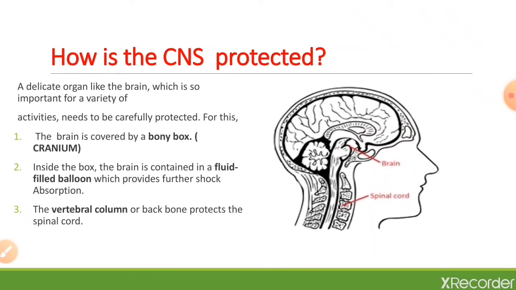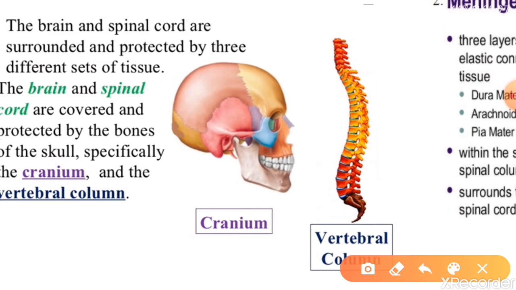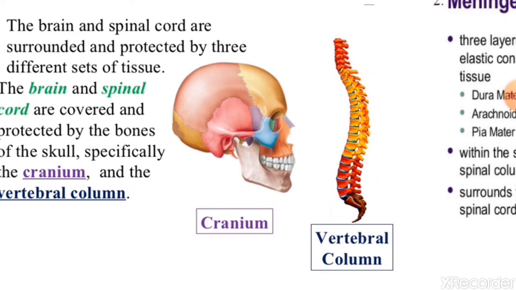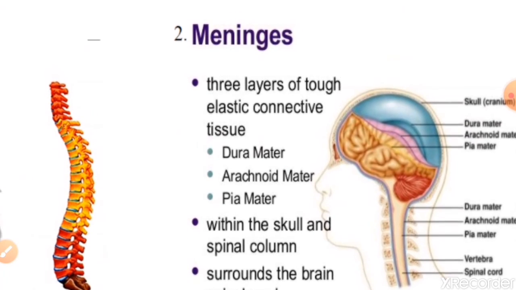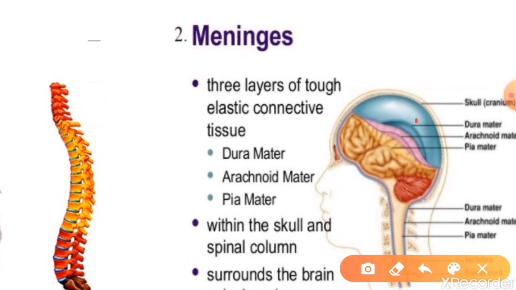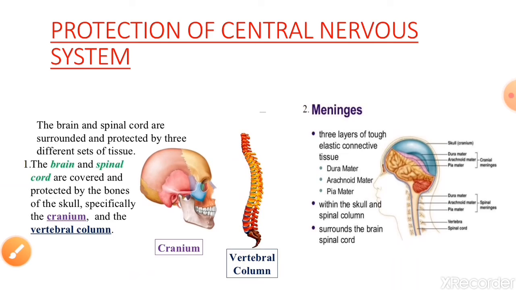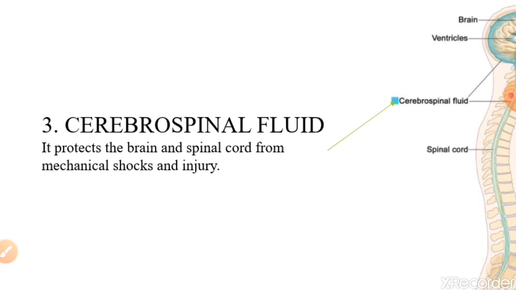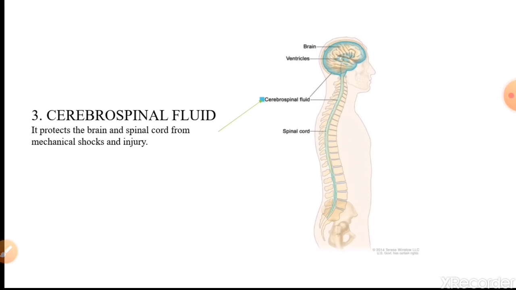So here, as you can see, it is the cranium which protects the brain. It is a bony covering that protects the brain. And the second way it is protected is by three layers. There are three layers that cover the brain, okay, and these three layers are called the meninges. So they cover the brain and also provide protection to it. And apart from that, between the meninges there flows a fluid called cerebrospinal fluid, okay, which protects the brain from mechanical shocks and injuries.